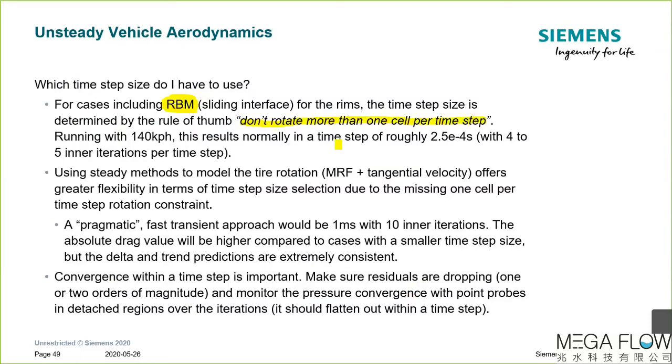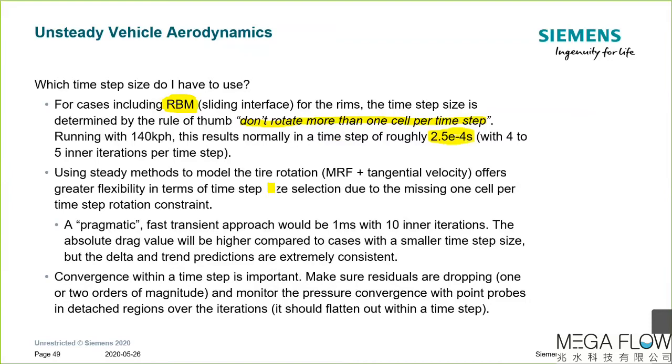When you have a vehicle velocity of 140 kph and, let's say, a standard tire, you're ending up roughly with a time step size of 2e-4 to 2.5e-4. So in such a case, the rule of thumb of not rotating more than one cell per time step is basically defining the overall time step size.